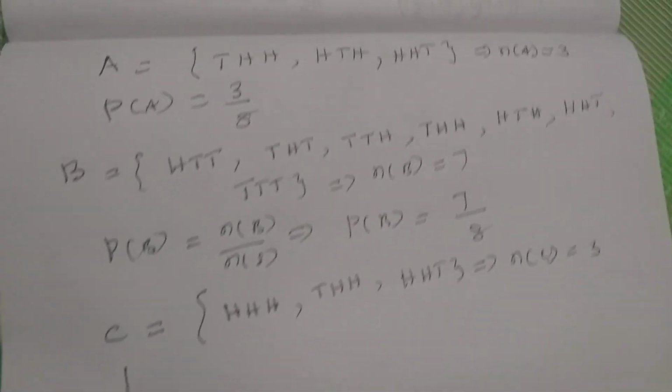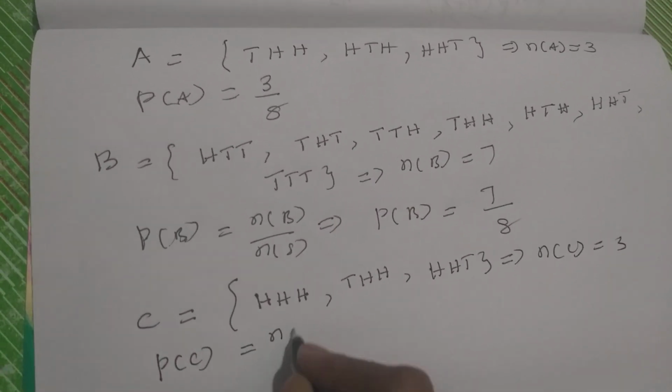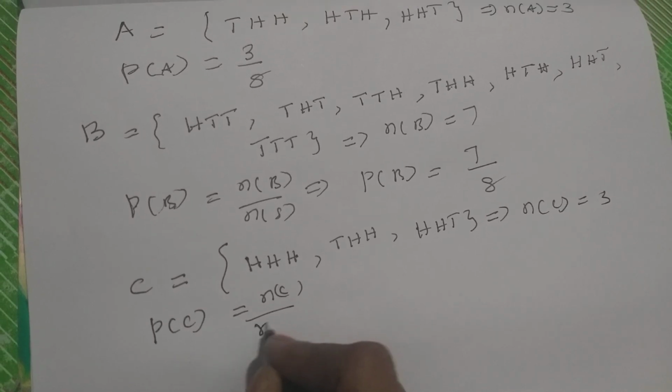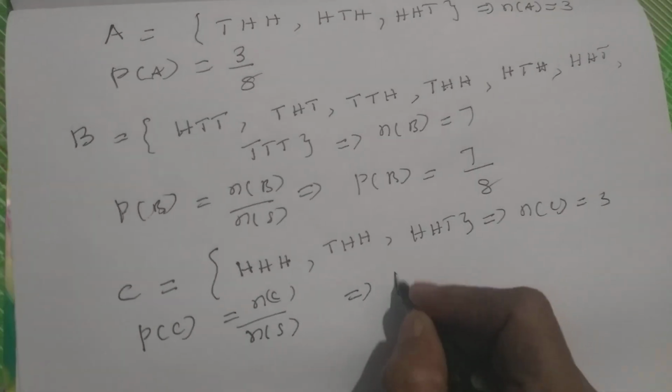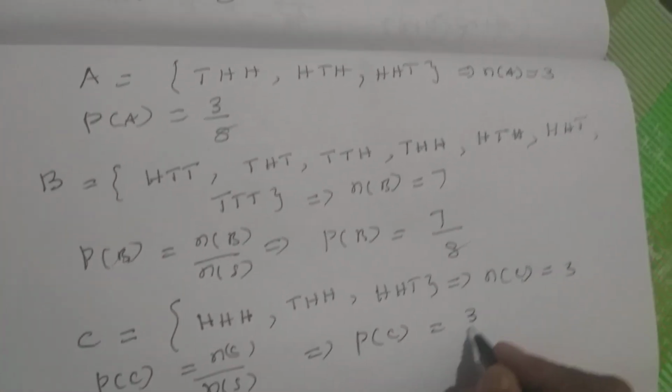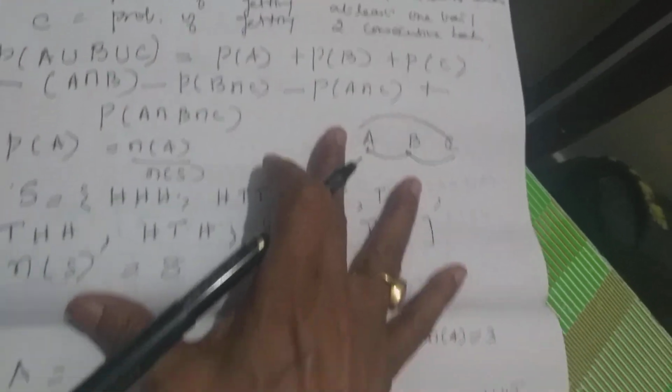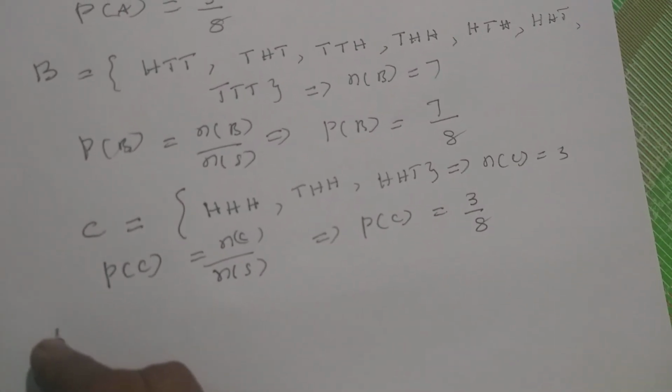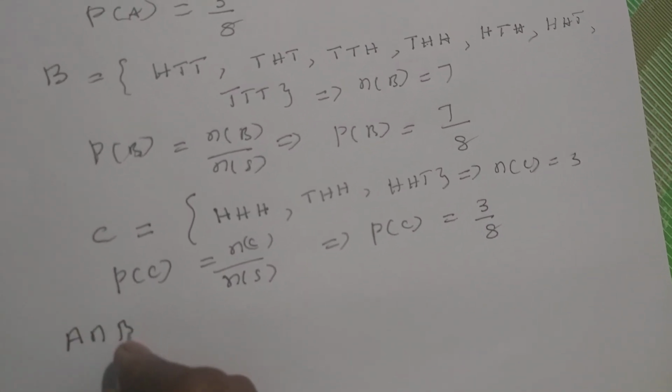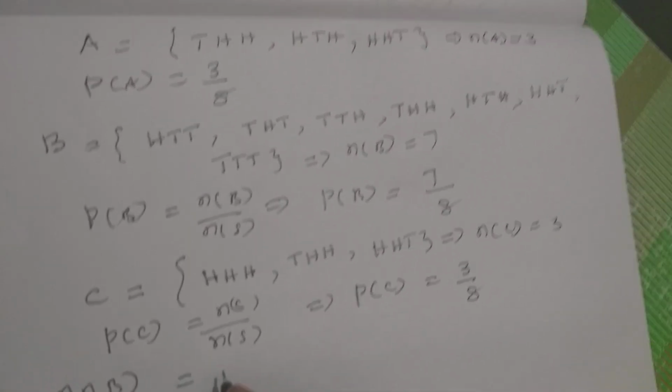So P of C is the same formula, n of C by n of S. So P of C is equal to 3 by 8. So we finished finding P of C. Now we have to find A intersection B. So what is A intersection B?